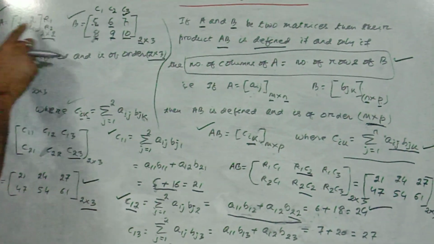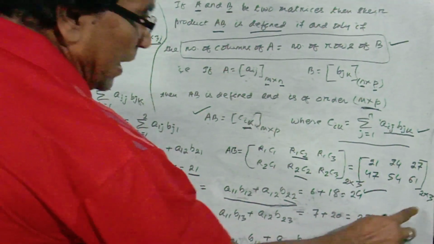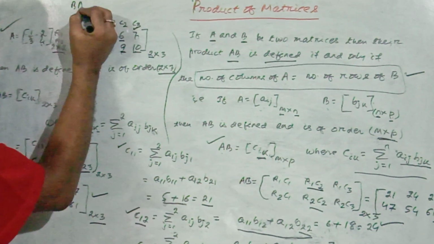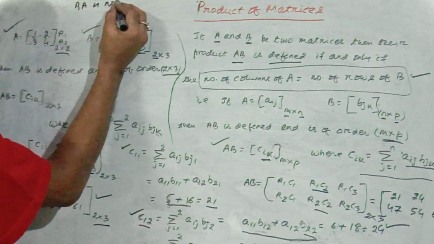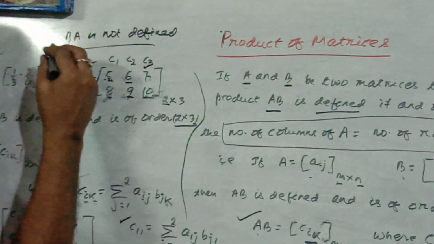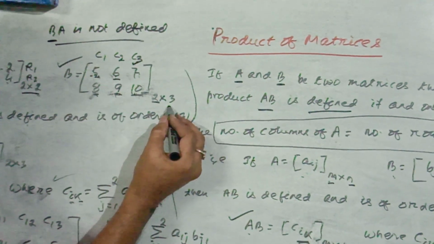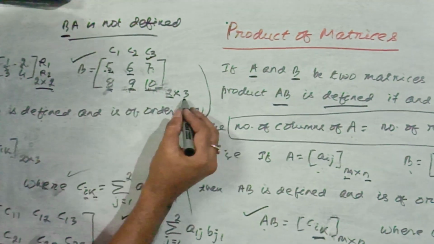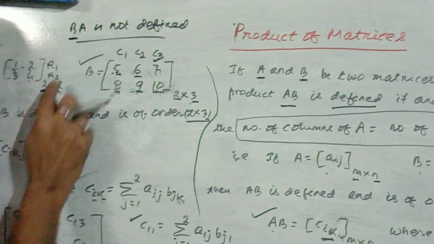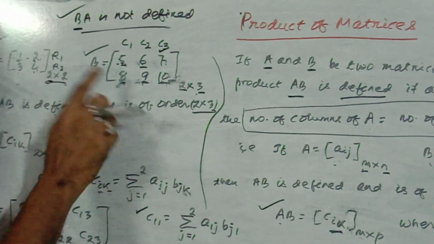So if A matrix is equal to this and B matrix is equal to this, then the AB matrix is equal to this, of order 2 cross 3. But here BA is not defined. Why is it not defined? Because the number of columns of the first matrix B is 3, and that is not equal to the number of rows of A, which is 2. Since 3 is not equal to 2, BA is not defined, but AB is defined.